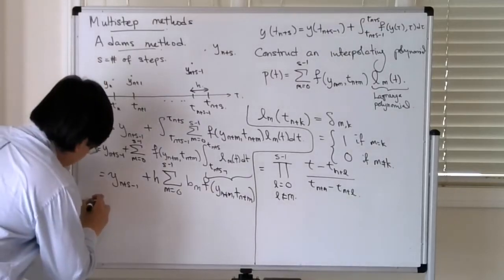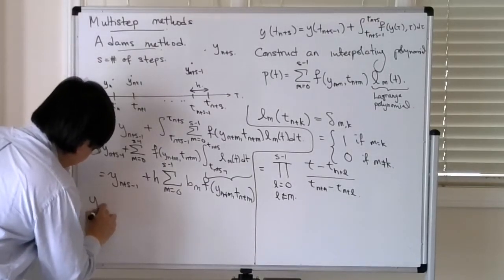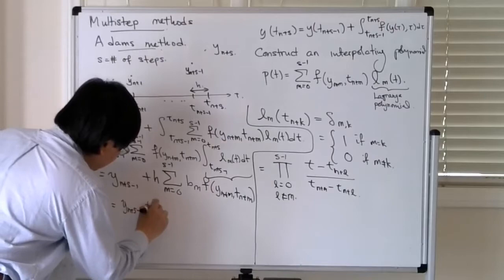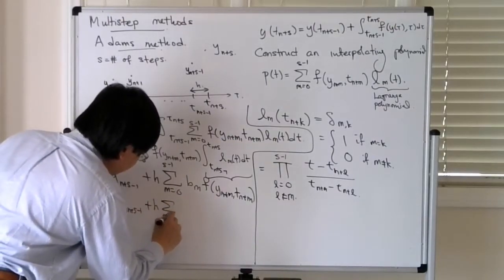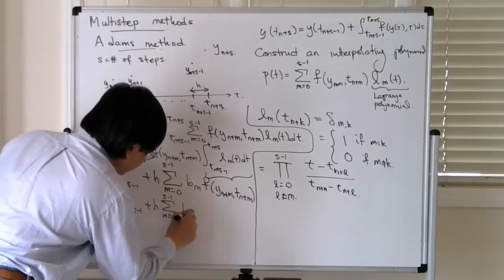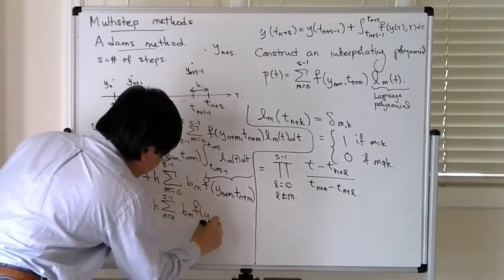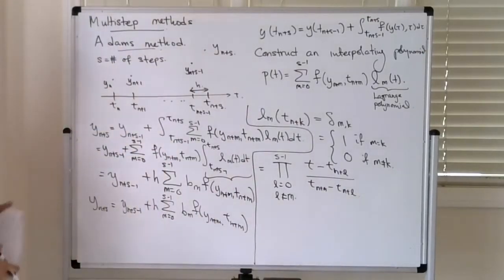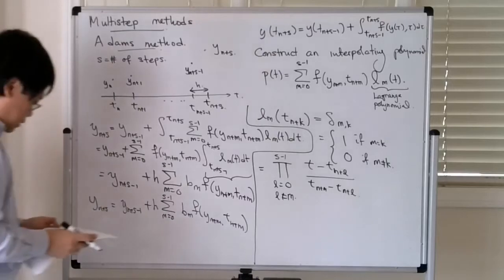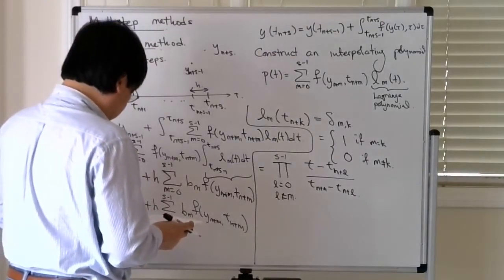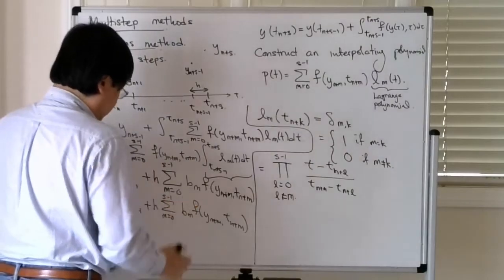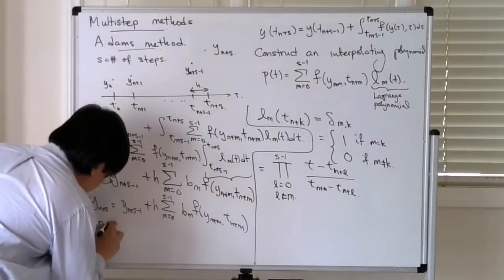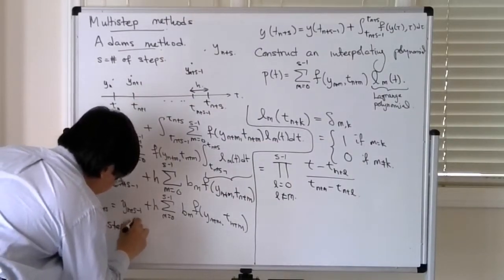So the Adams-Bashforth methods look something like y_{n+s} is equal to y_{n+s-1} plus h times the sum from m equals 0 to s minus 1 of b_m f evaluated at (y_{n+m}, t_{n+m}). This is what is called the s-step Adams-Bashforth method.